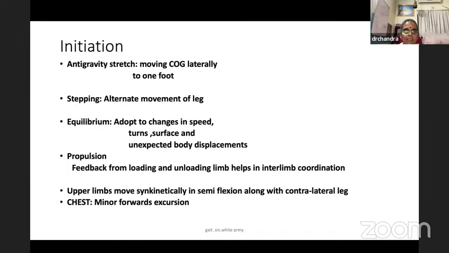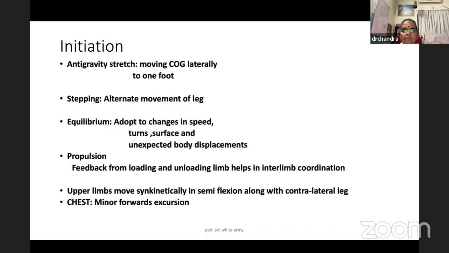So anti-gravity stretch is needed so that you take your foot off the floor and then alternate movement of the leg, stepping and equilibrium, adapt to change in speed, turns, surface, and unexpected body displacements. So all this will happen and you have to maintain equilibrium. And that is done mainly by cerebellum. And propulsion is feedback from loading and unloading limb, helps in inter-limb coordination.